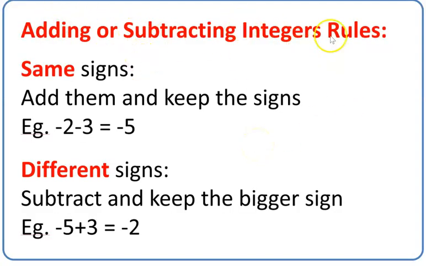Adding or subtracting integers rules. Same signs, add them and keep the signs. For example, minus 2 minus 3 is minus 5, because 2 plus 3 is 5, and we keep the minus. Different signs, subtract and keep the bigger sign. So for example, if we have minus 5 plus 3, we're going to subtract, so take 3 from 5, and we keep the sign of the bigger number, which is a minus. So we end up at minus 2.